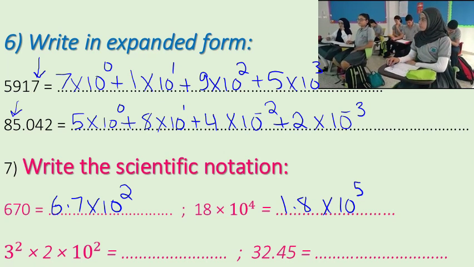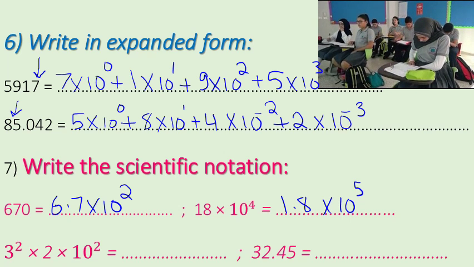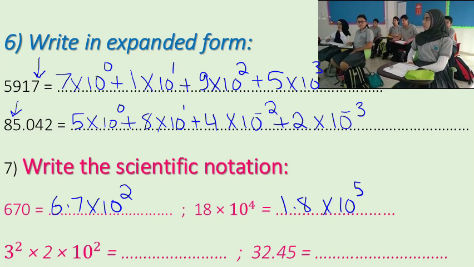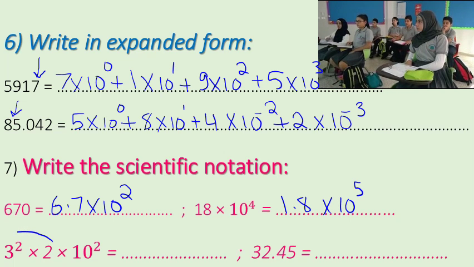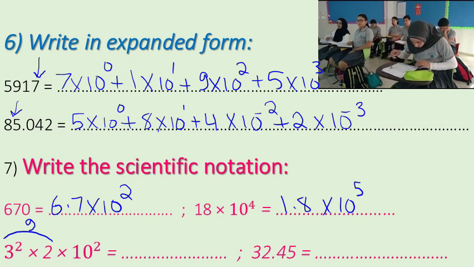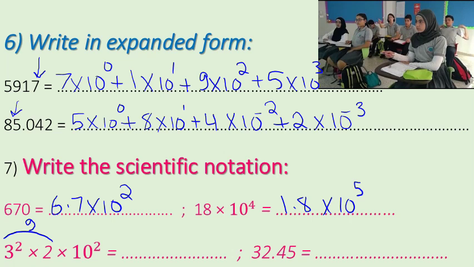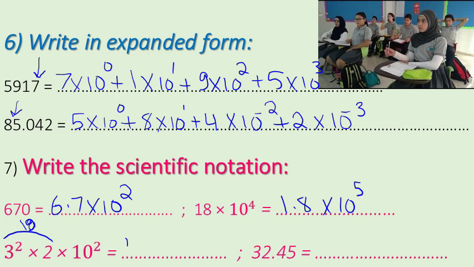Now, Ali, 3 squared times 2 times 10 squared. What should we do first? We calculate 3 squared times 2. So, what is 3 squared times 2? No, 3 squared is 9 and 9 times 2 is 18. So it is 18 times 10 squared, which we want to write as 1.8 times 10 to the power 3.